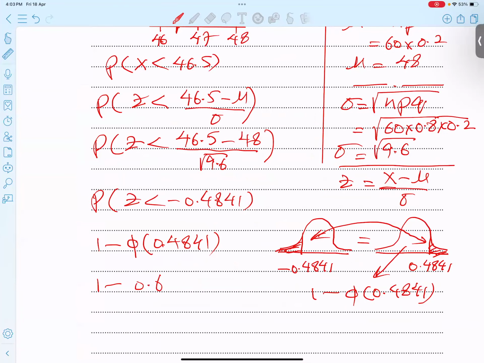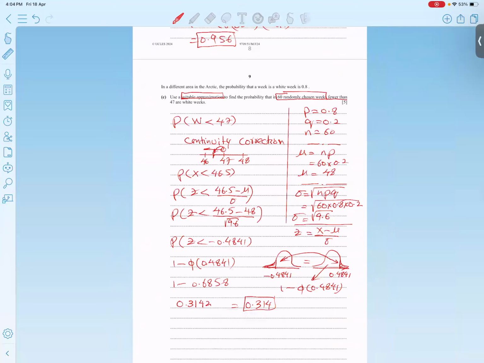So 0.6858. After subtracting, 0.3142, but after rounding, 0.314. I hope the point is very clear. And let's go for the next question.